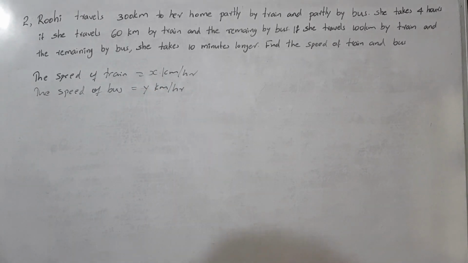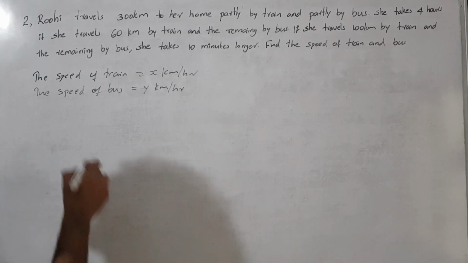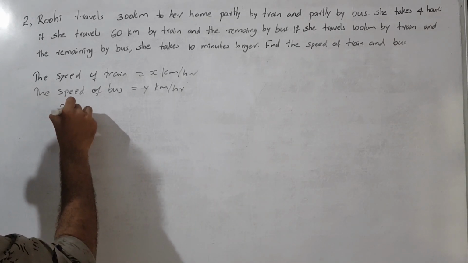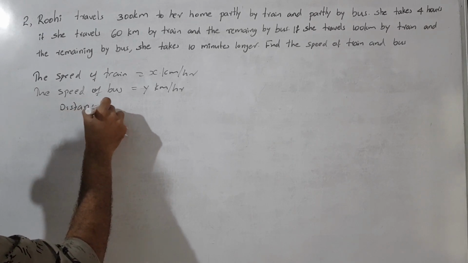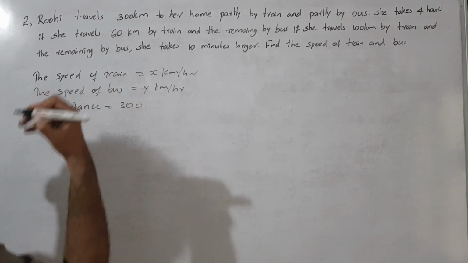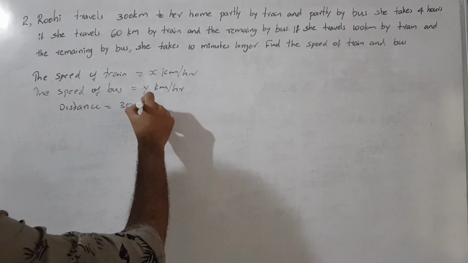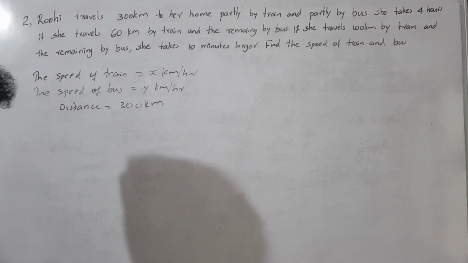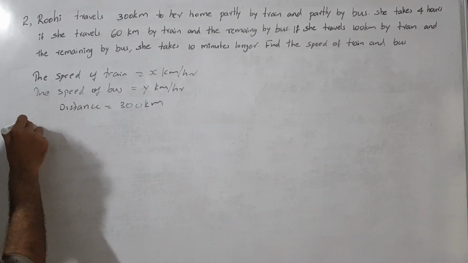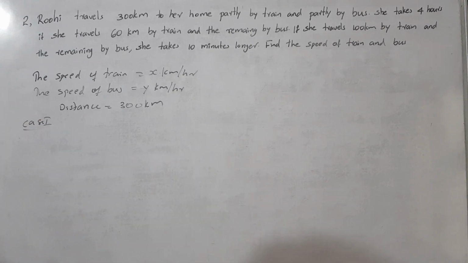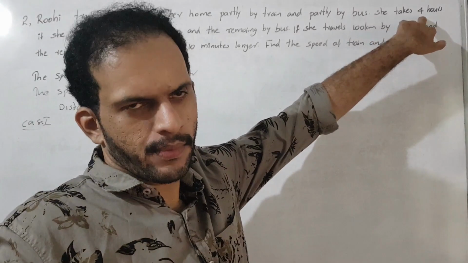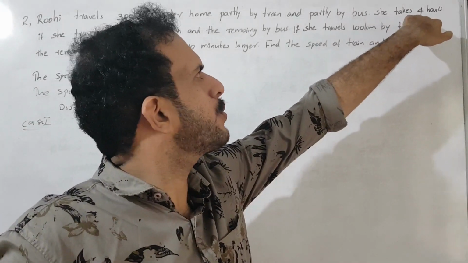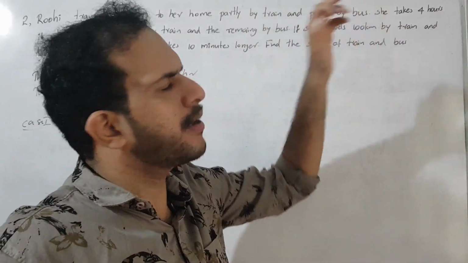Okay, then the total time, the first case. We have two cases here, correct? The total distance is equal to 300. Okay, total distance is 300 kilometer. Then we have the two conditions. In the first case here, the 4 is the total time. Okay, the total time taken together to travel by train and bus.